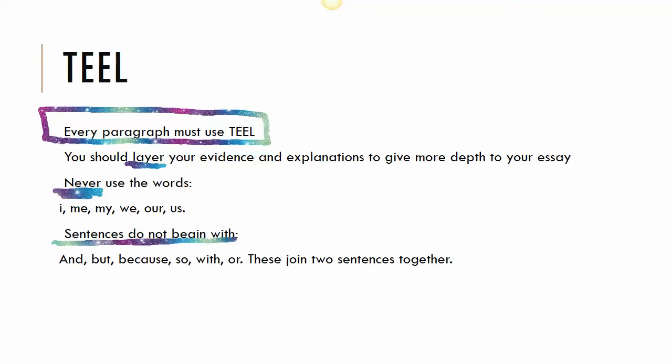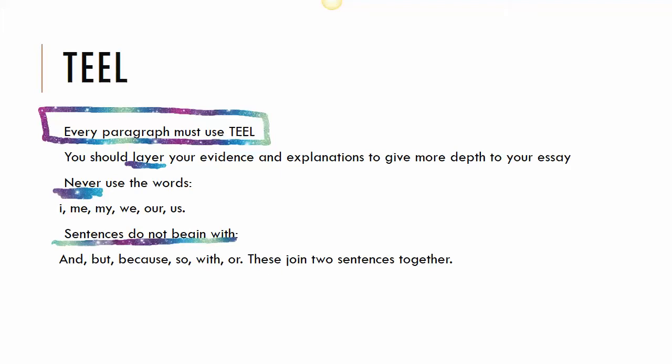If you don't know how to use TEAL, I'm going to show you how to use it now. Keep watching it until it makes sense. Okay? Practice it as much as you can before the SAC, because that is the big thing that most people stuff up. Okay? Anyway, so every paragraph must use TEAL. Okay, from paragraph 1 to paragraph 3.